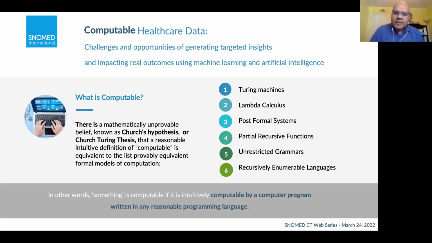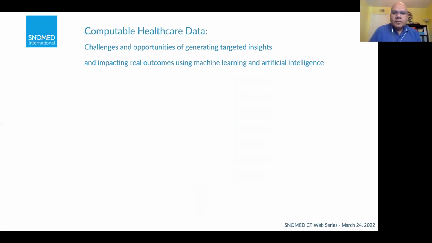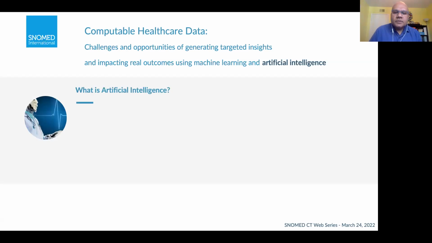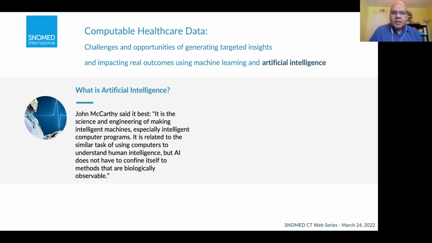Now, what that really means is that something is computable if it can be computed by a computer program, not by a machine, not by a human being, right? With a reasonable programming language, which means that it can be broken down into numbers, because computers understand numbers. Now, if we go to the next part of it, we're going to talk about artificial intelligence and what that really means. What does it really mean?